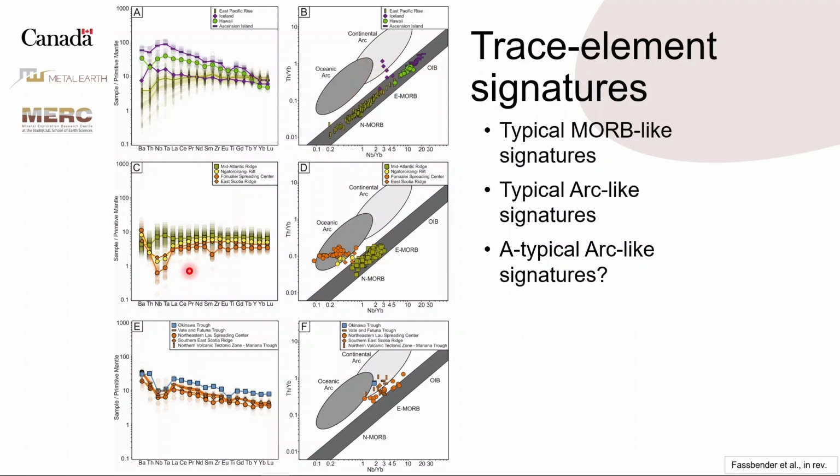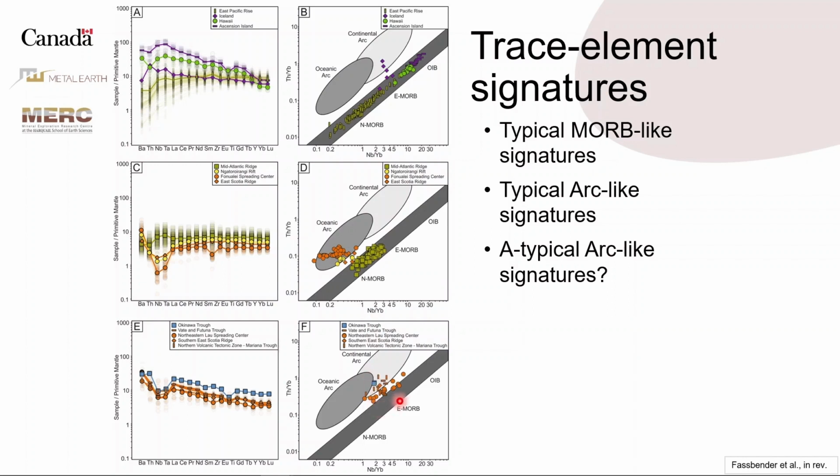Then we have the other end member, which are samples from arc-related environments. Those samples do have strong negative niobium tantalum anomalies. Those samples also are mostly depleted, and all those samples are actually plotting close to or within the oceanic arc field. And I just plotted a few mid-ocean ridge samples here for comparison.